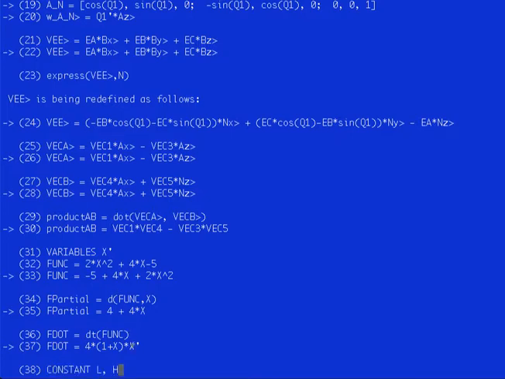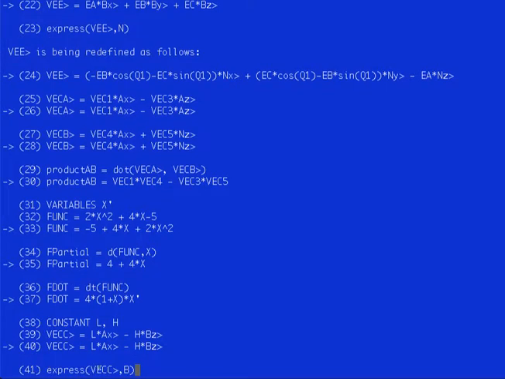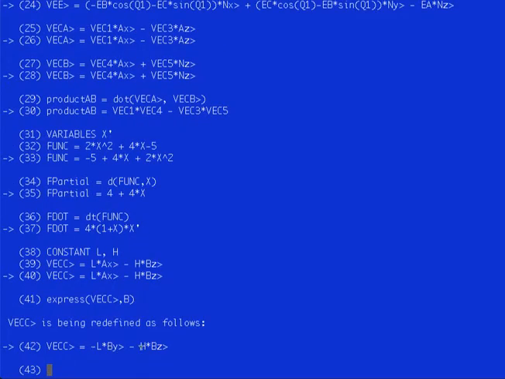Okay, so let's define two more constants here, L and H. We'll do yet another vector. I had vec A, vec B, now I have vec C. So I got L times AX minus H times BZ. And I'm going to express this vector C in the B basis. It's currently in a mixed basis. I'm going to express it in the B basis only because I want to be able to see what it looks like when I do some of the derivatives here.